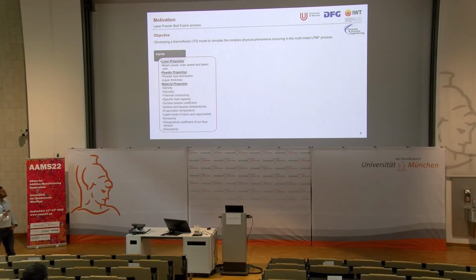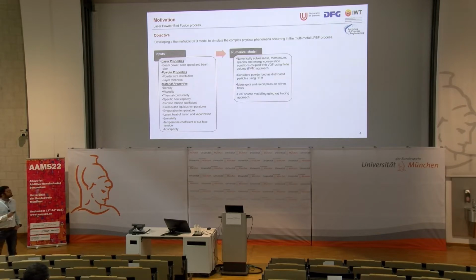Basically you have some inputs like laser properties, powder properties, and metal properties. In our numerical model, we use equations for mass conservation, momentum conservation, species conservation, and energy conservation using the VOF approach. We can input the powder information using a DEM model, and we can include the physics of Marangoni and recoil pressures. Our model calculates the heat flux using a ray tracing approach, which is closer to reality.